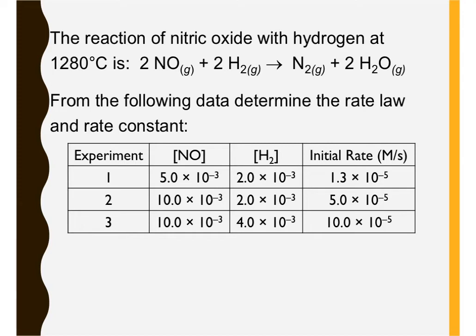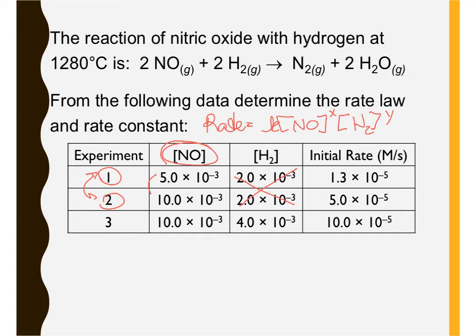So let's start out with nitrogen monoxide, and let's figure out the order of reaction with respect to nitrogen monoxide. I usually like to start by writing the generic expression for the rate law. Okay. And so let's look at nitrogen monoxide first. I'm going to go ahead and choose experiment 1 and 2 to compare because the concentration of hydrogen gas remains constant. And what has happened to the change in concentration of nitrogen monoxide? It has doubled.